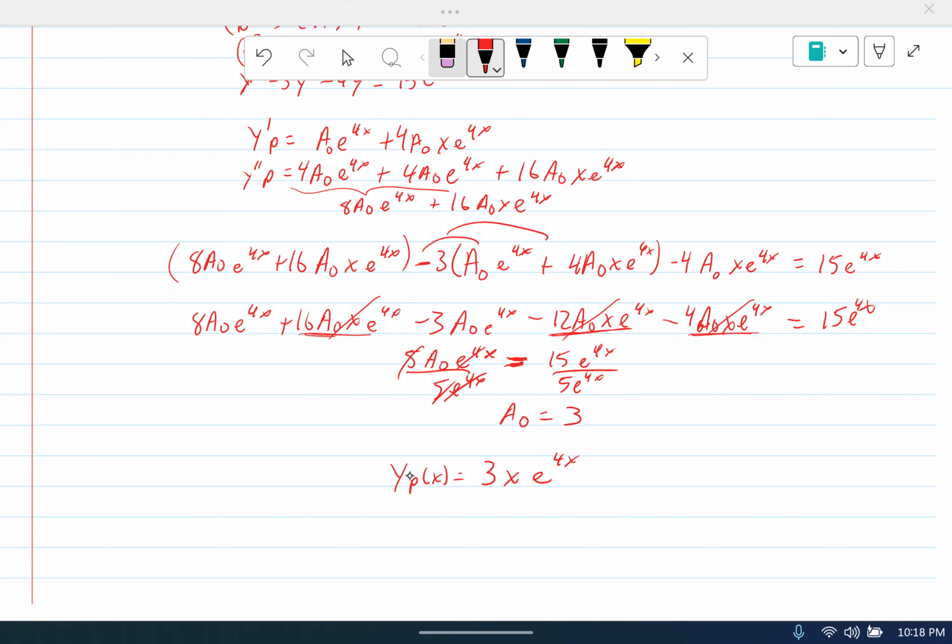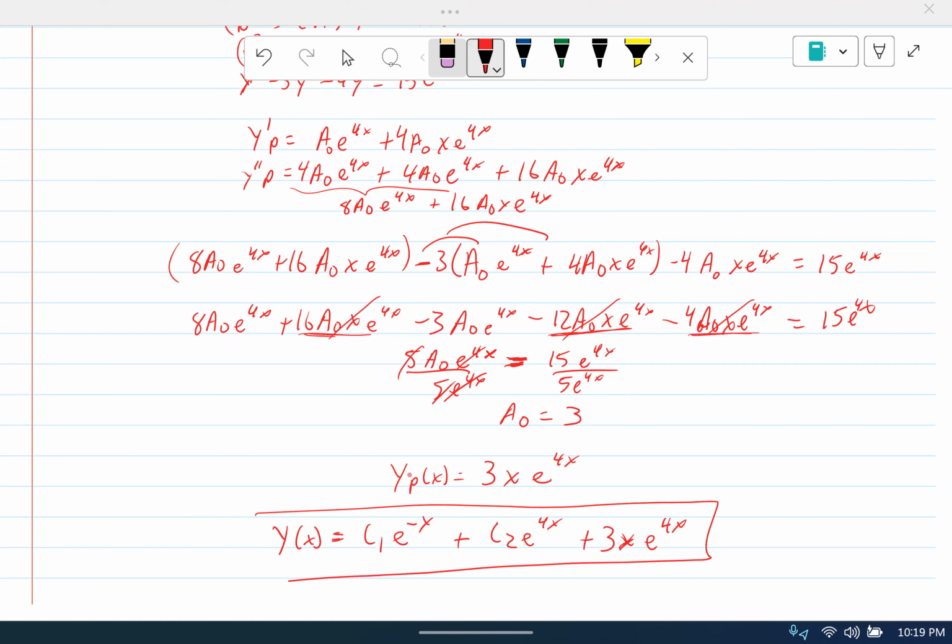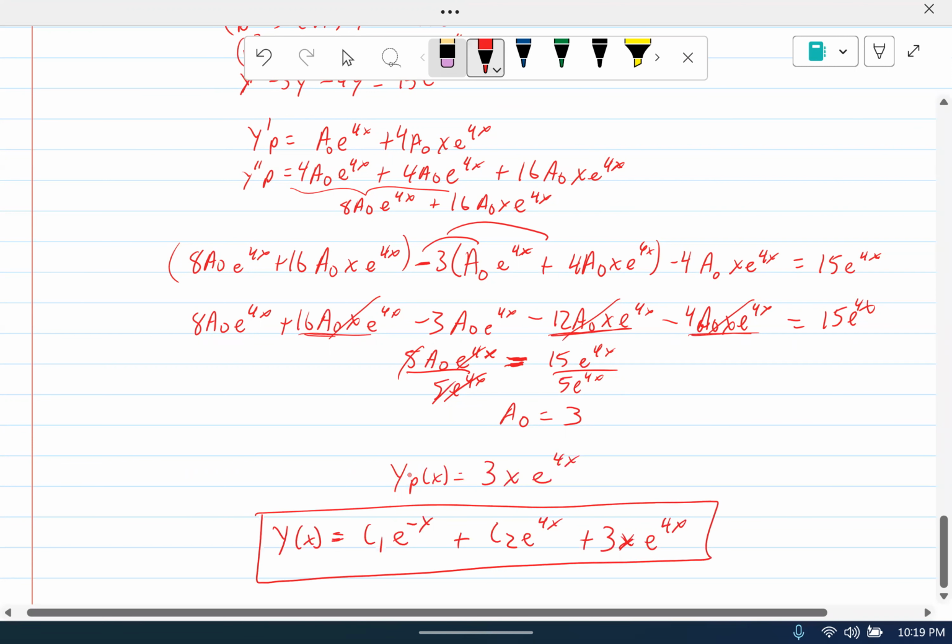So I know that my solution to my differential equation is going to be y equals c1 e to the negative x plus c2 e to the 4x plus 3x e to the 4x. And that's my general solution to the non-homogeneous differential equation.